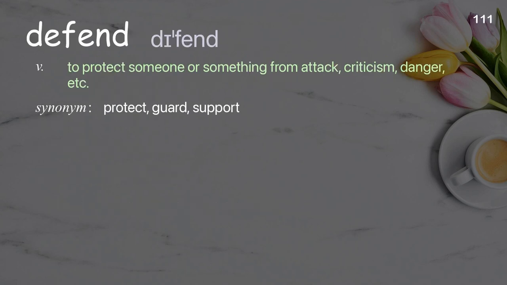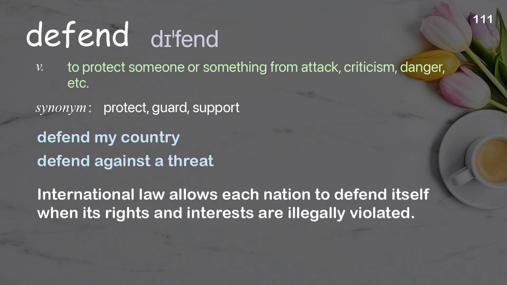Defend. To protect someone or something from attack, criticism, danger, etc. Examples: defend my country. Defend against a threat. International law allows each nation to defend itself when its rights and interests are illegally violated.